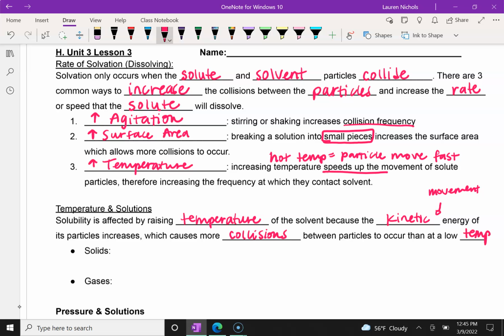And if you're one of my honor students, I've mentioned the word collisions a lot right now, and your lab is over rate. So in your lab report, you should be discussing collisions, just as a reminder.